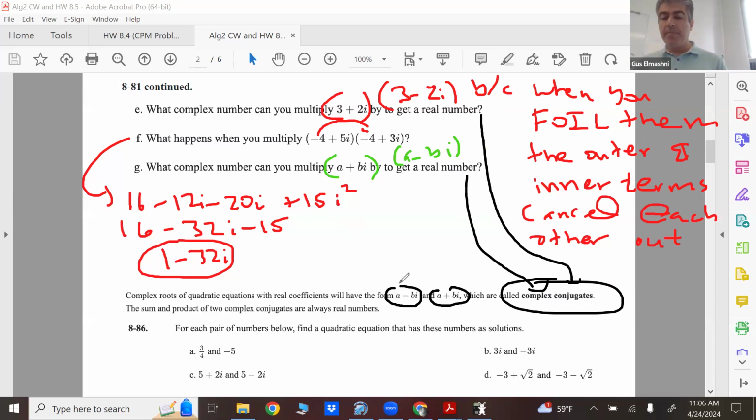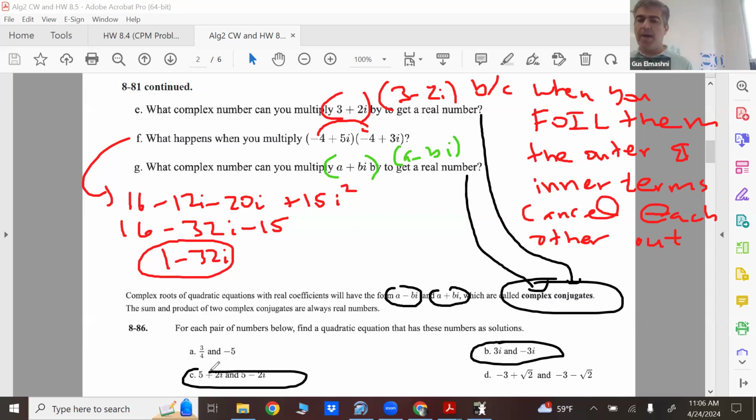They always pair up. Like look at, for example, parts B and C of 86. Those are conjugates of each other, right? So we expect that to happen when you get an imaginary solution. Imaginary solutions always come in pairs. So that's kind of the key takeaway here. Outer and inner terms.